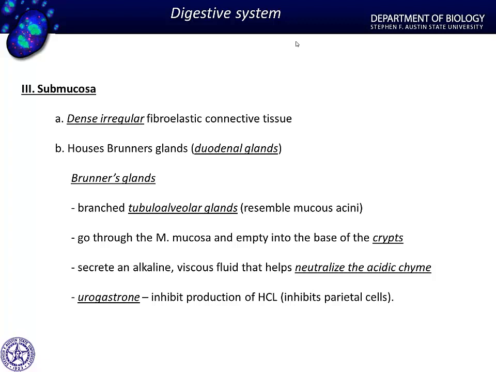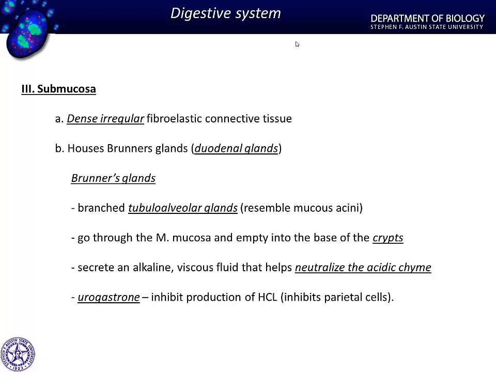And so this mucus material is going to empty into the base of the crypts. And so this mucus is going to be alkaline in nature, and it's going to be the secretion from these glands that's going to neutralize the hydrochloric acid coming from the stomach. And so that's where we neutralize the acid, not the goblet cells that are producing that mucus. But we're also going to see that cells in Brunner's glands also produce a substance that's called urogastrone. And urogastrone is going to inhibit the production of hydrochloric acid.